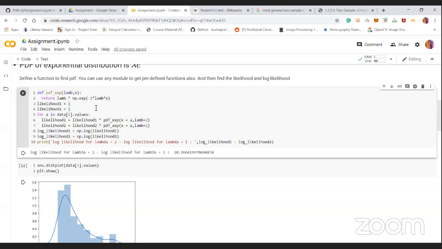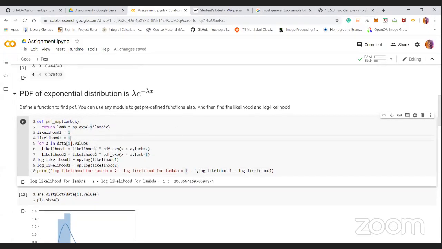How do we find the likelihood of a sample of random variables? We assume that the sample is IID, and then we find the PDF at each sample point and multiply them, right? So in a loop, first I initialize both likelihoods to 1. One likelihood is for lambda equal to 2, and the other is for lambda equal to 1. By putting in a loop, I found the likelihood for the samples for different lambdas, and then I'm taking the log and comparing. Can you please explain the t-test again?